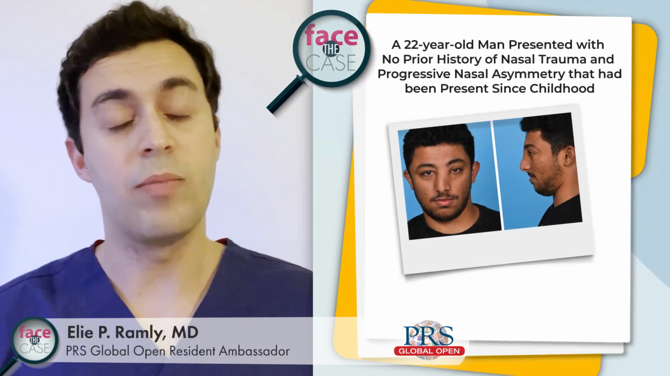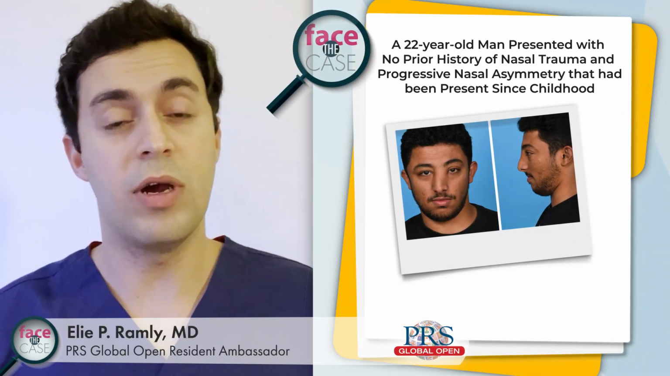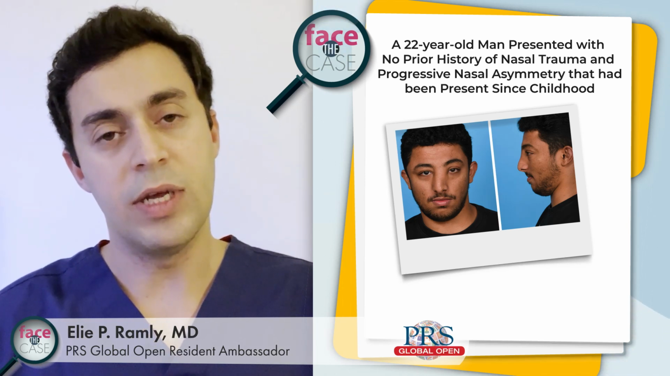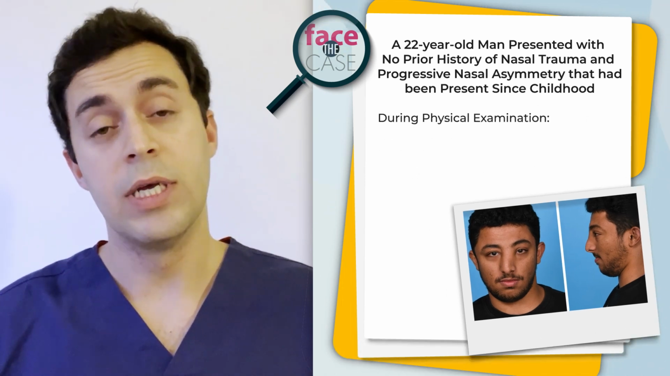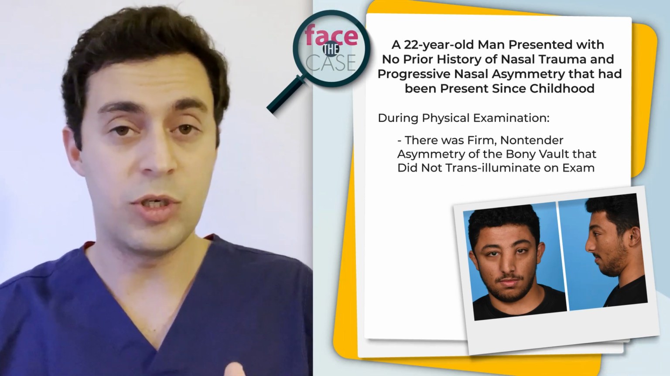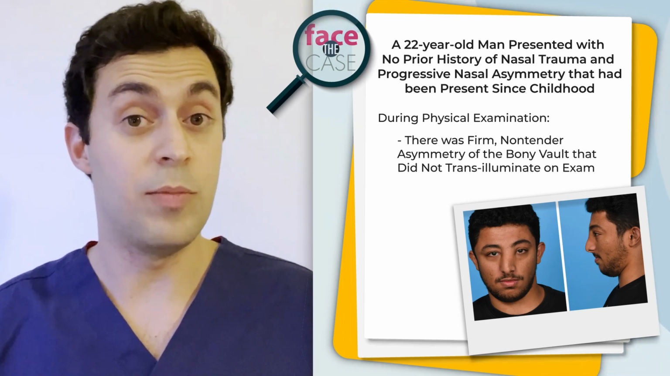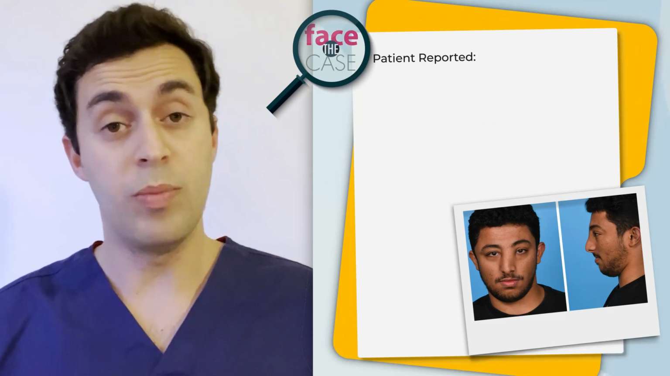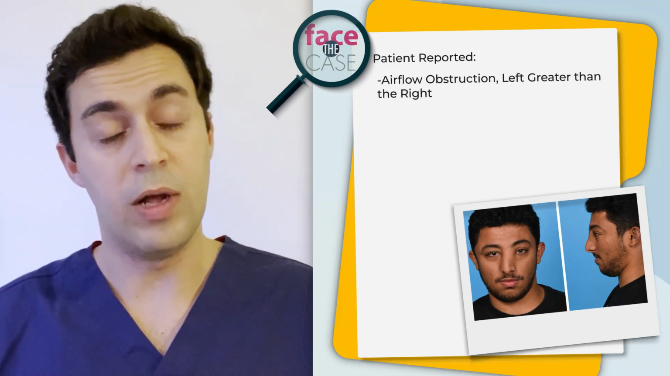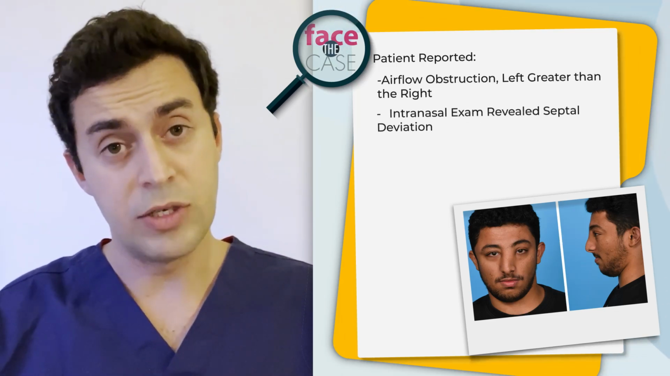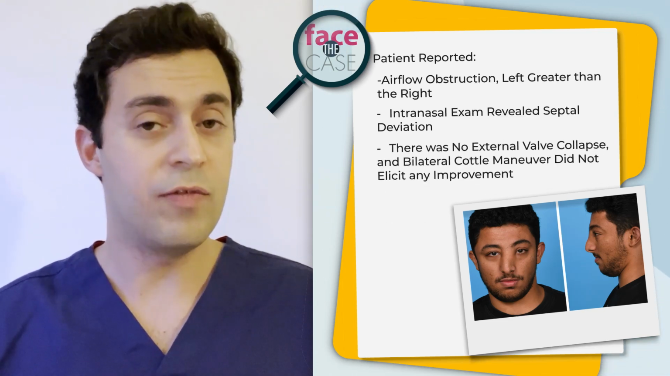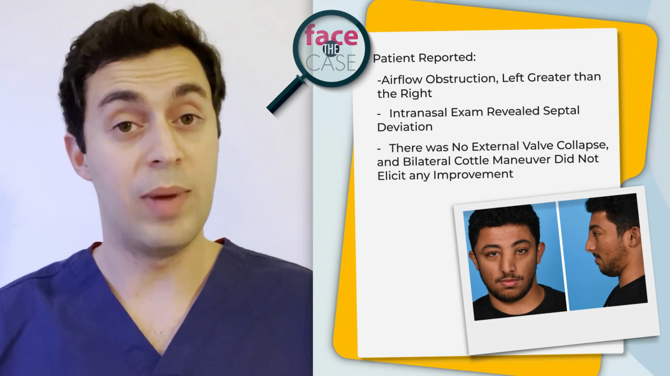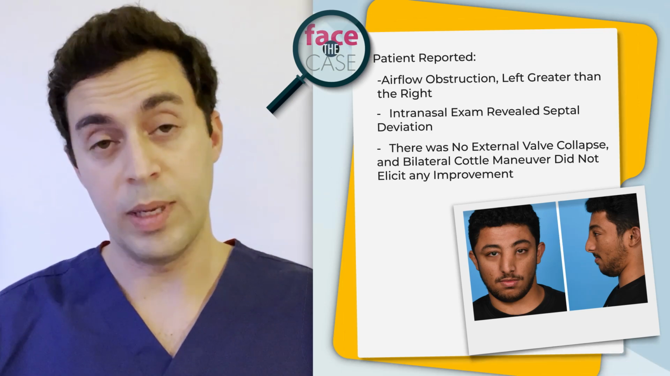A 22-year-old man presented with no prior history of nasal trauma and progressive nasal asymmetry that has been present since childhood. On physical examination, there was firm non-tender asymmetry of the bony vault that did not trans-illuminate on exam. The patient reported obstructive airflow symptoms as well, and intranasal exam revealed septal deviation, but there was no external valve collapse, and a caudal maneuver bilaterally did not elicit any improvement.